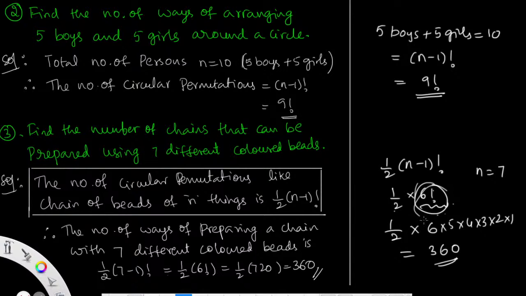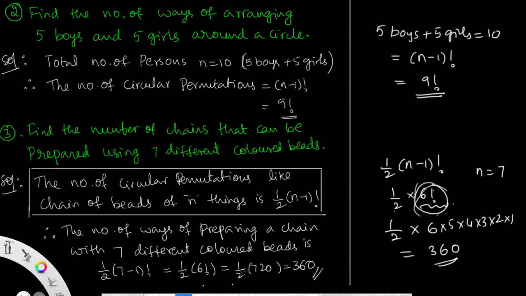6 factorial, which number has come? The product of the first n natural numbers, so don't write 3 factorial. Half into 6 factorial is half into 720, and then you get 360 ways. For hanging types, like a chain of beads or a garland of flowers, the number of circular permutations is half into (n minus 1) factorial. If it is around a circle, the formula is (n minus 1) factorial. On this basis there are only 2 formulas for this exercise.